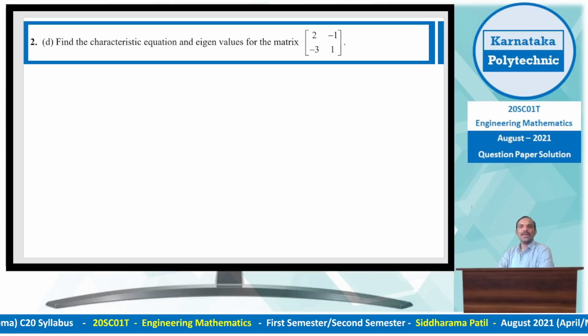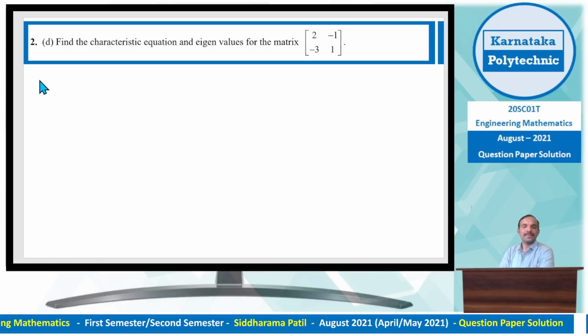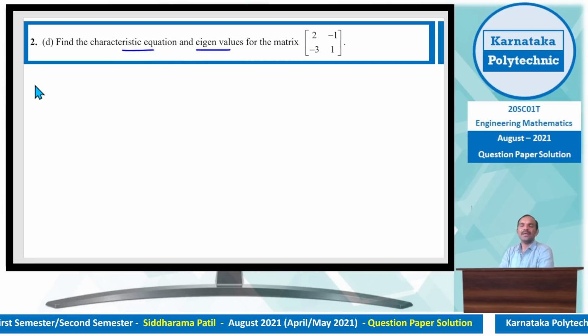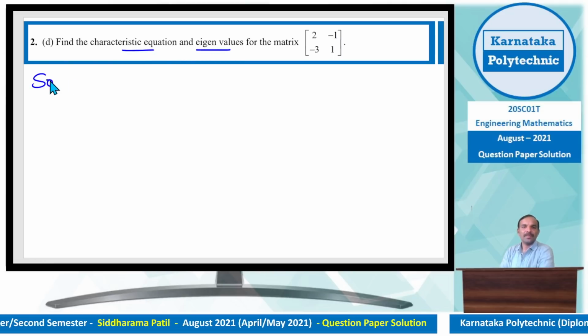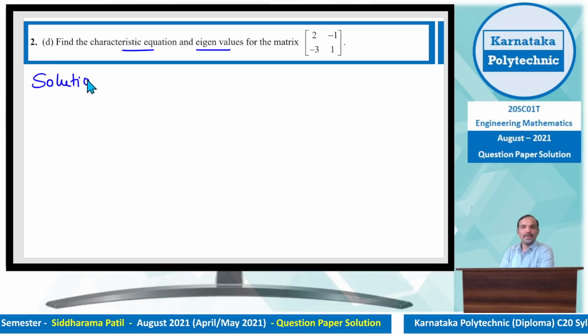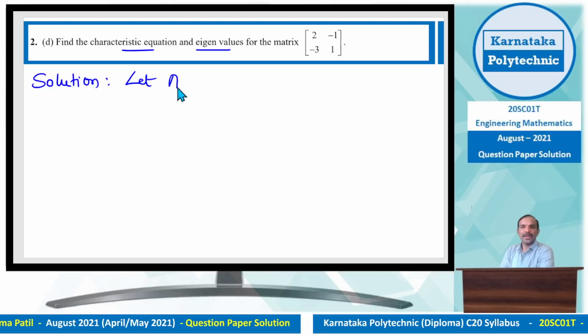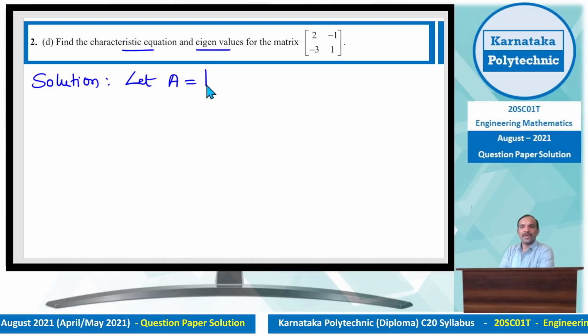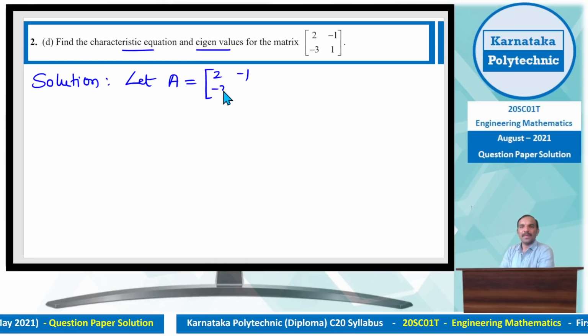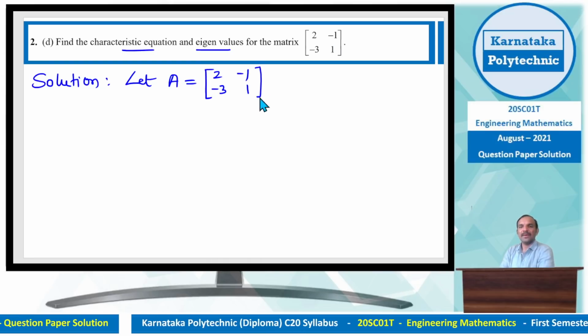Next question, that is 2D, the last question of section 1. First write the given matrix. You have to find out the characteristic equation and eigen values. Solution. Here naming is not given. Start with let A equal to the matrix 2 minus 1, minus 3, 1.